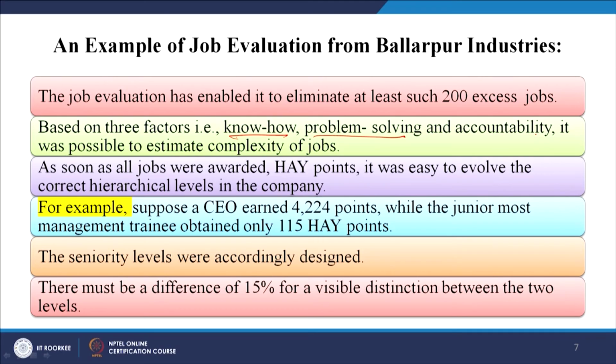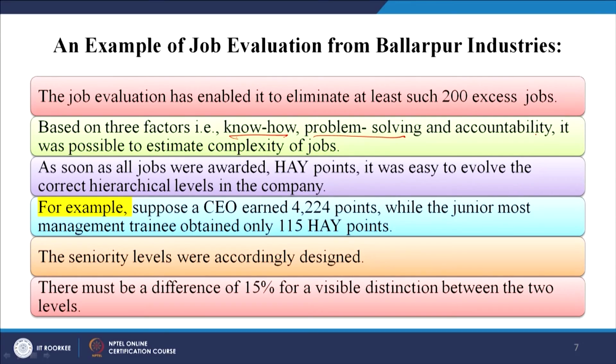As soon as all jobs were awarded Hay points, that is, particularly for problem solving and know-how, that is how this job is to be done, and if the person is not able to meet this particular job, then what type of training is to be provided, and accountability that is to be managed to estimate the complexity of the jobs. And here are certain points, and it was easy to evolve the correct hierarchical levels in the company on the basis of accountability. So, in this way, Ballarpur Industries are making these particular parameters for the evaluation of the job.